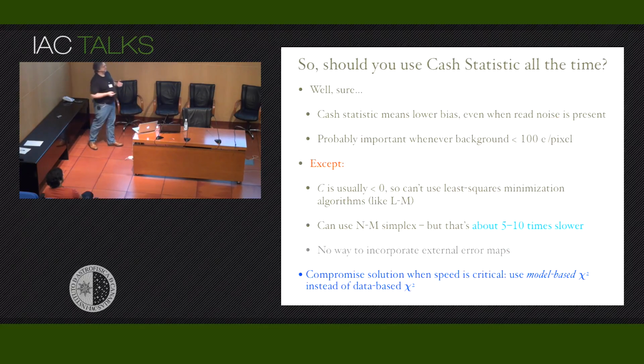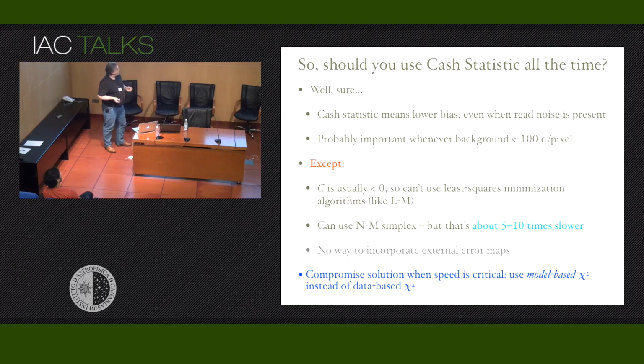So, great, you should always use a Cash statistic fit when fitting images of galaxies. Well, in principle, yes, lower bias, even when there's read noise. Probably really important, I would suggest, whenever your background level is, say, less than about 100 electrons per pixel. Now, the drawback is that the Cash statistic is usually a number less than 0. This doesn't matter, except that the Levenberg-Marquardt algorithm, which is really, really fast, is a least squares minimization. It assumes what you're minimizing is 0 or positive. So you actually cannot use it. You have to use a different minimization algorithm. With Imfit, you can use the simplex algorithm, but that is about 5 or 10 times slower.